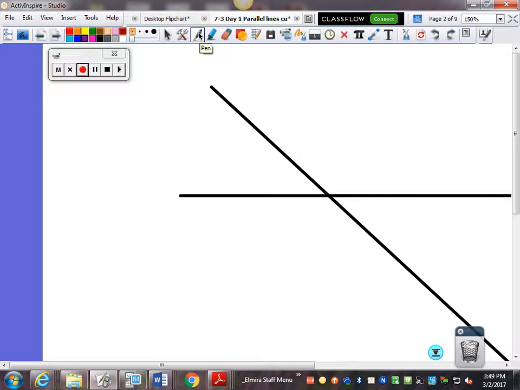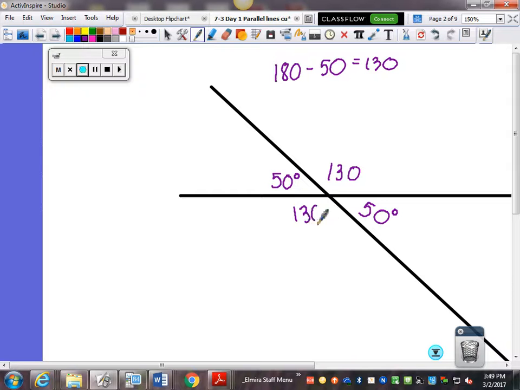So far we've seen a diagram that looks like this, where I give you, say, this angle right here. Let's say it's 50 degrees. And you know that the angle opposite that, or vertical to that, is also 50 degrees. Those are vertical. Then the other two angles, you figure out by subtracting. 180 take away 50 is 130. So this angle is 130 and this angle is 130 degrees.